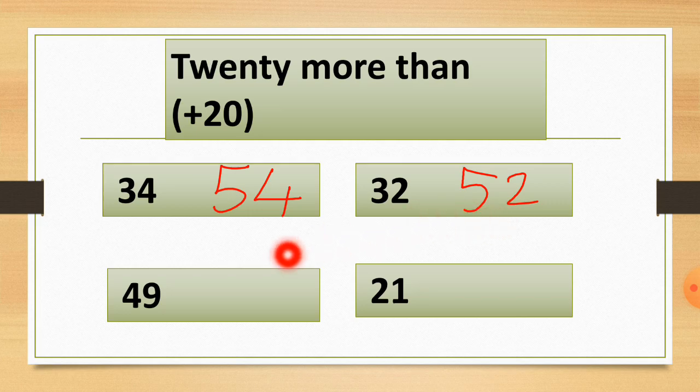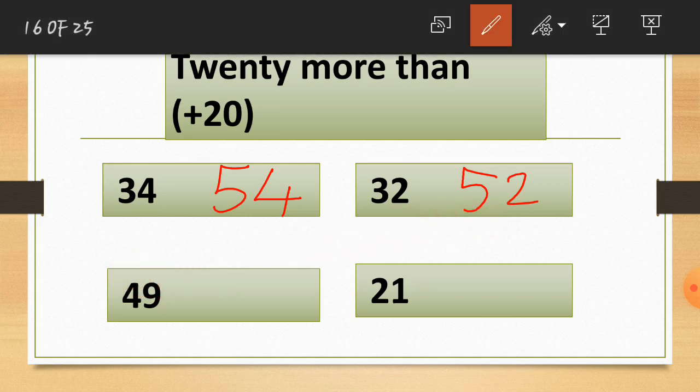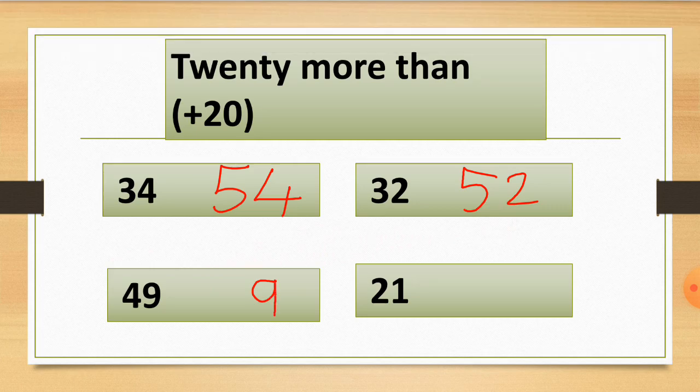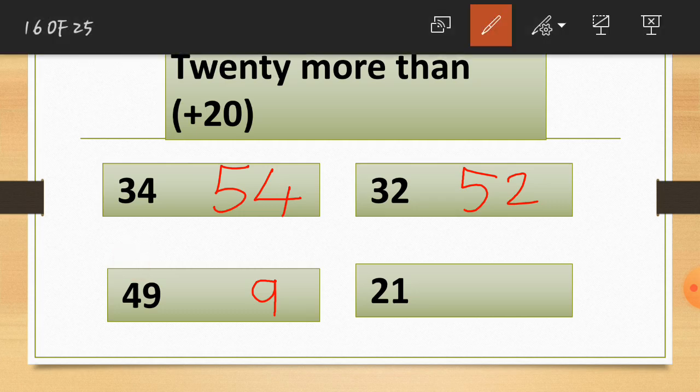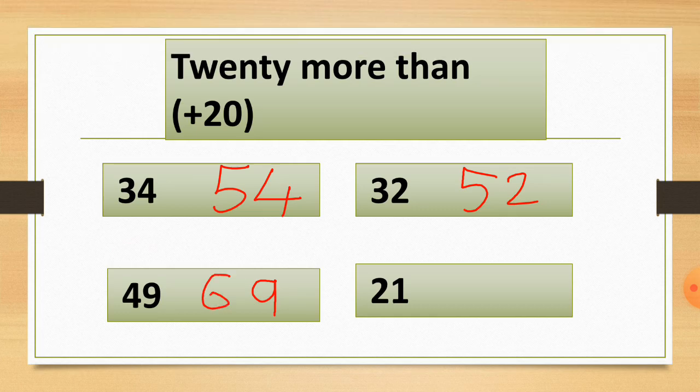Let's see the next example. Here is the 49. So I write the ones value as it is and add two to the tens value. So here is the number 4. So let's add two into the 4. So 4 plus 2 is equal to 6. So I write the 6 here. Let's move to the next one.